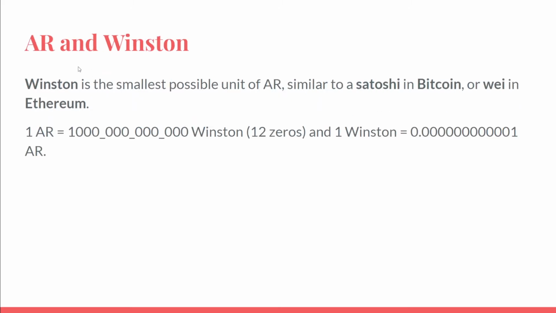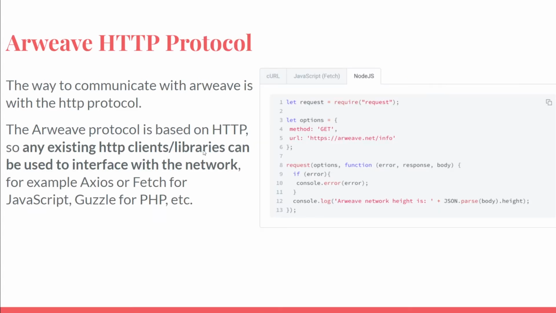Okay, so how does Arweave work? Arweave has a minimum unit, the Winston. A Satoshi is to Bitcoin, Wei is to Ethereum, and Lamports are to Solana. 1 billion Winston is equal to 1 Arweave, just as 1 billion Lamports is equal to 1 Solana, or 1 billion Satoshi is equal to 1 Bitcoin.